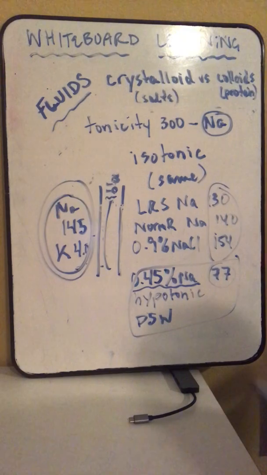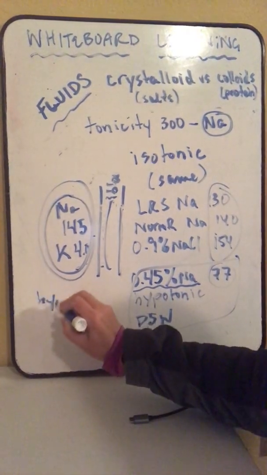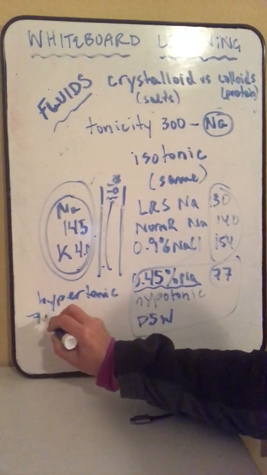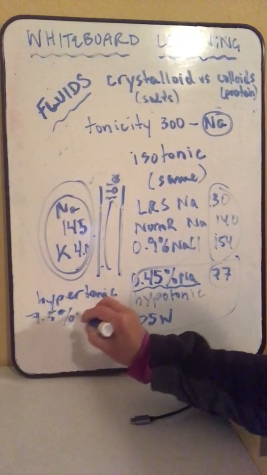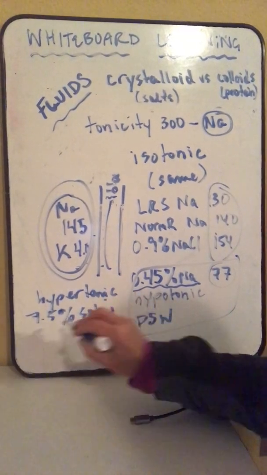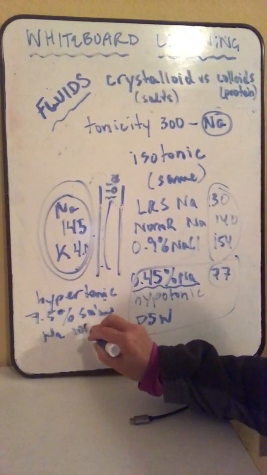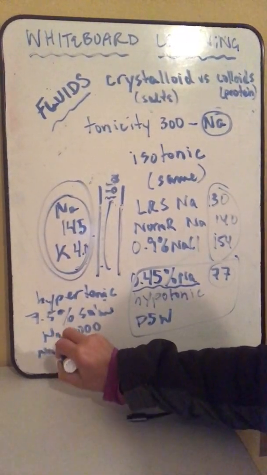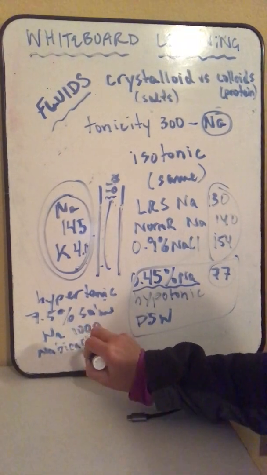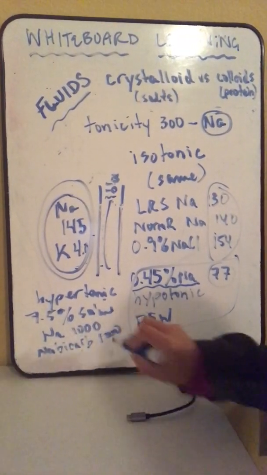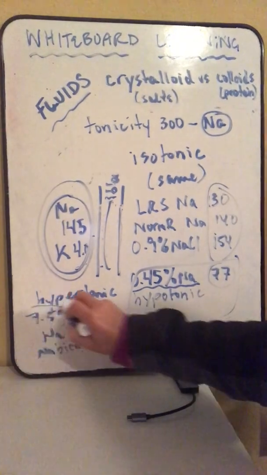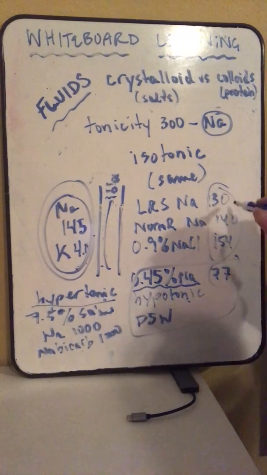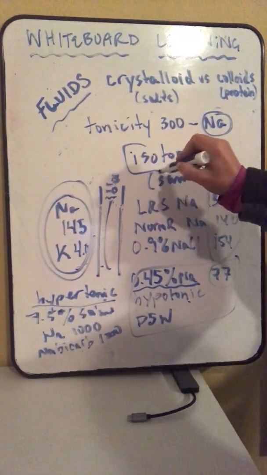And then there are also hypertonic fluids. You may be thinking, oh, I know what those are. There is 7.5% saline, and that sodium is about 1,000. So those are very high. And then you also have sodium bicarb, the bicarbonate we break out when we do CPR. That's about 1,000 as well. I think it's about 1,200. So those fluids are very different. These are hypertonic, these are hypotonic, and these are isotonic, same as blood.